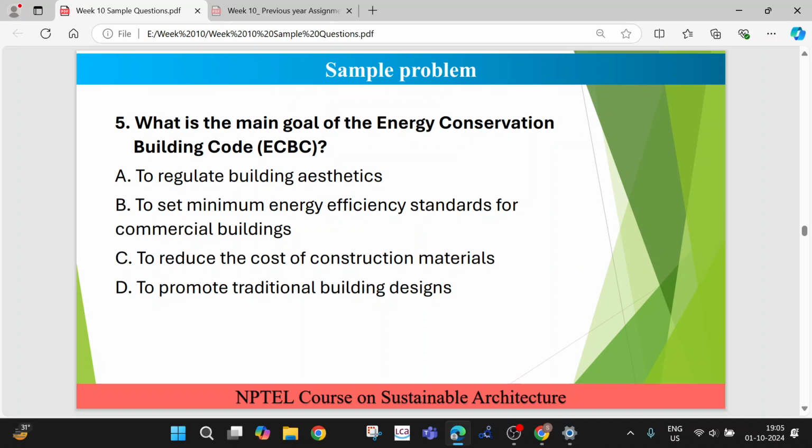All of you are in the right direction, and one of the main goals was also to ensure comfort, health and productivity. It is not that you will only try to minimize energy consumption of commercial buildings; at the same time you will be ensuring a comfortable, healthy and productive environment for the occupants. This was the main aim, so option B is the right answer. Let's move to the next question.